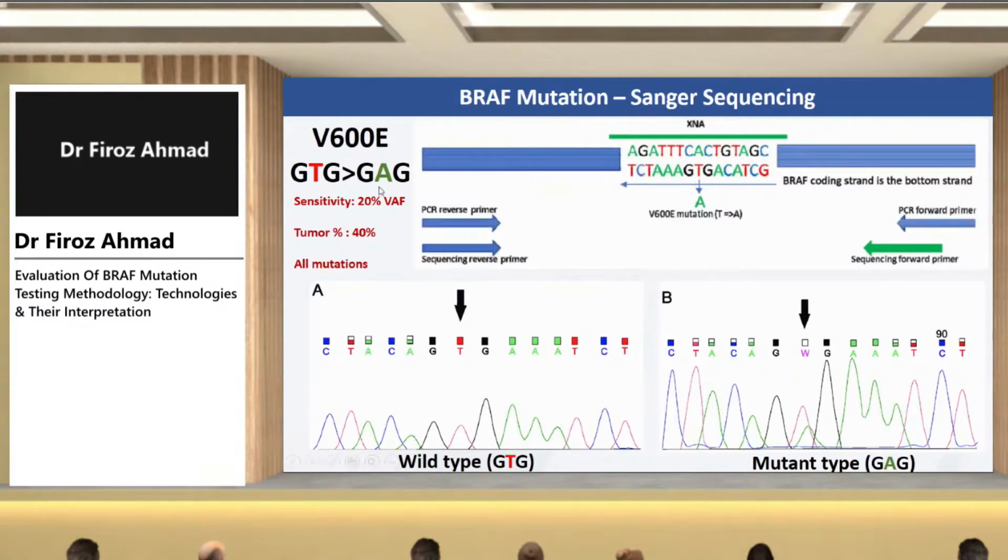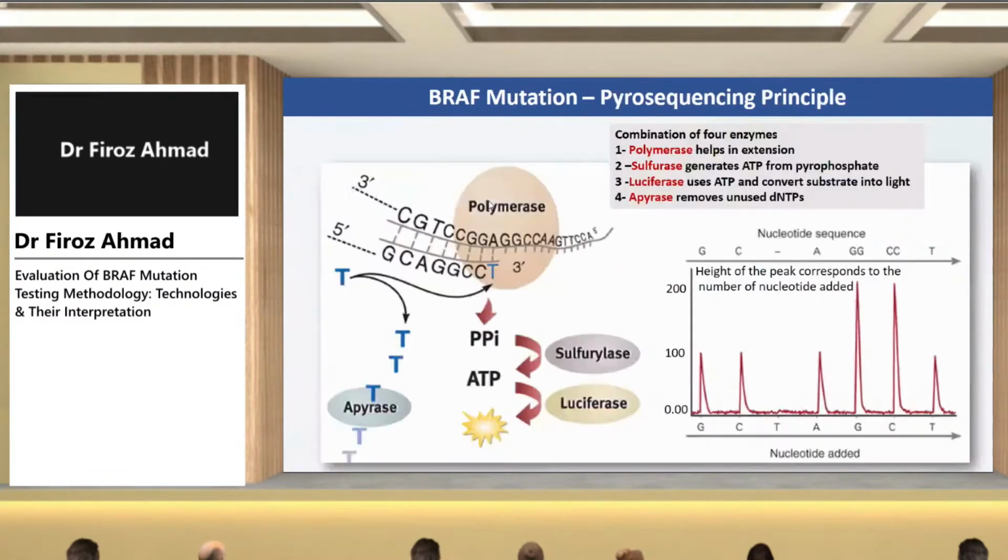But again, one limitation with Sanger sequencing is that the LOD is around 15 to 20% and it requires a pretty high tumor content, as high as 30 to 40% of tumor in the sample. But again, the advantage is that it can detect both V600E and non-V600E mutations as well.